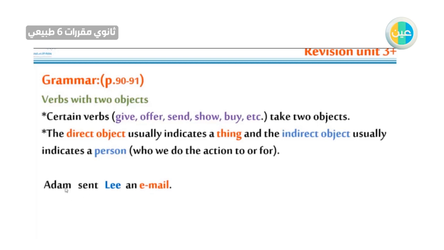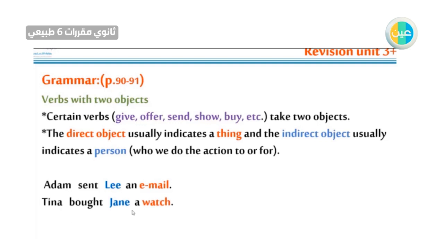Who sent the email? Adam. So this is the subject. Where is the object? What did he send? An email. A thing. He sent an email. So email is the direct object. To Lee. Lee is the indirect object.